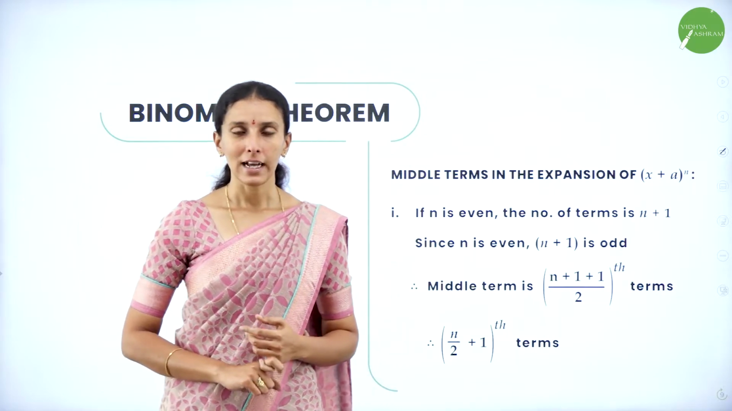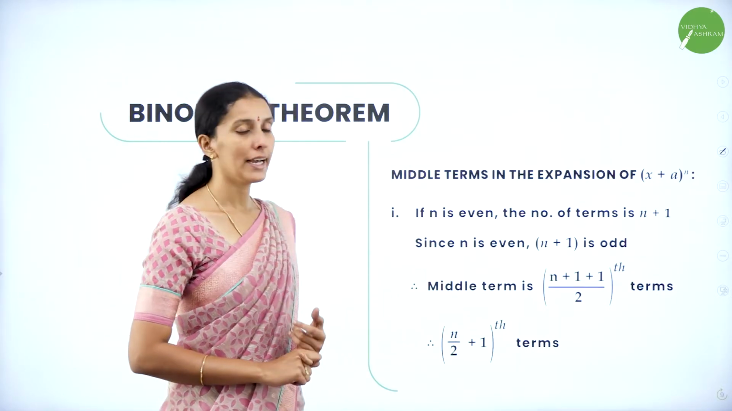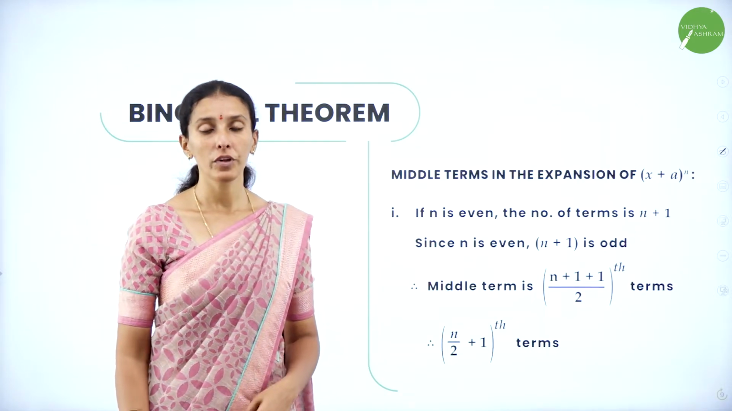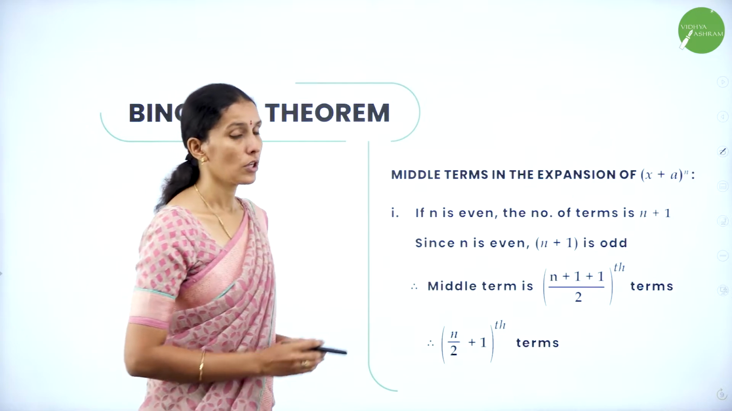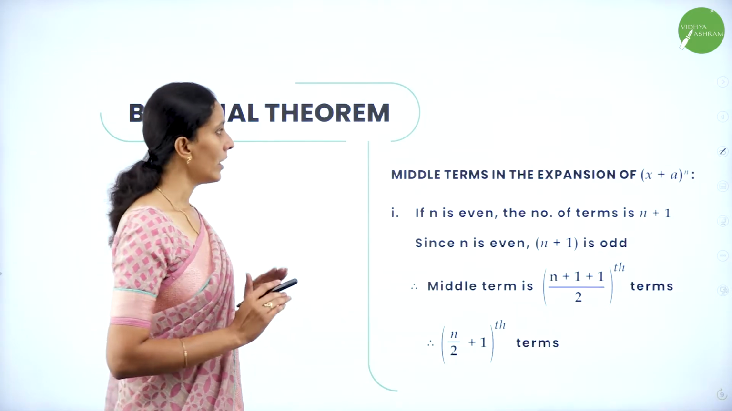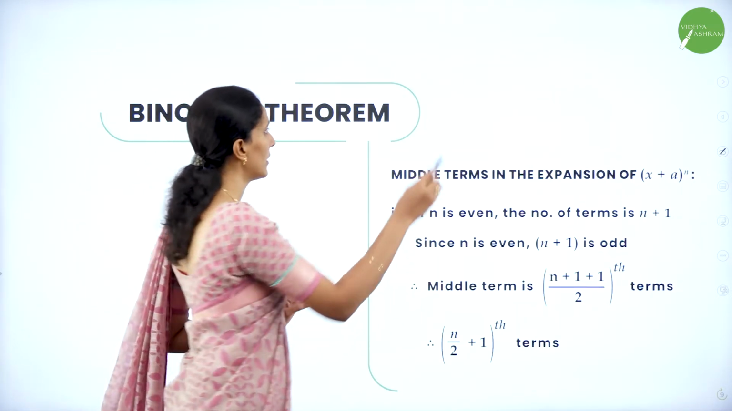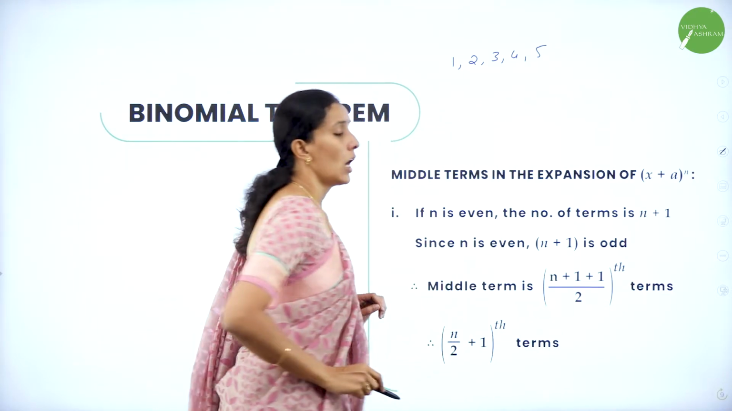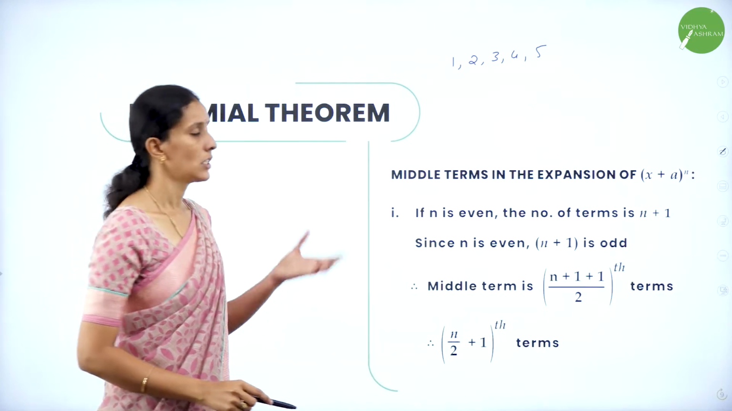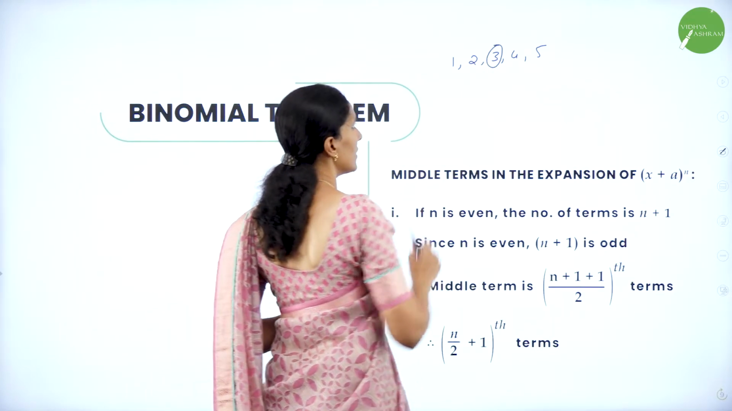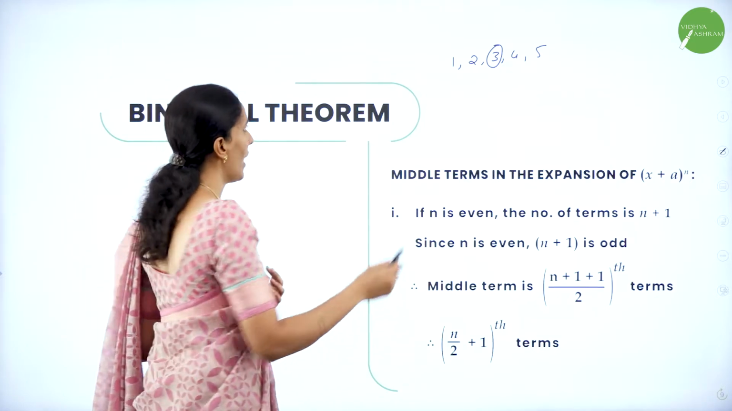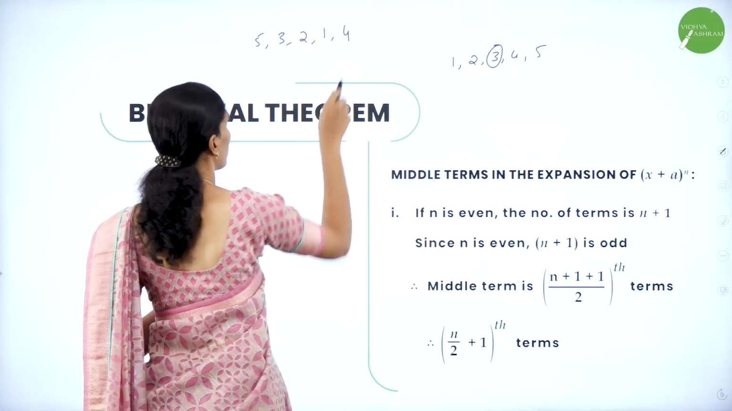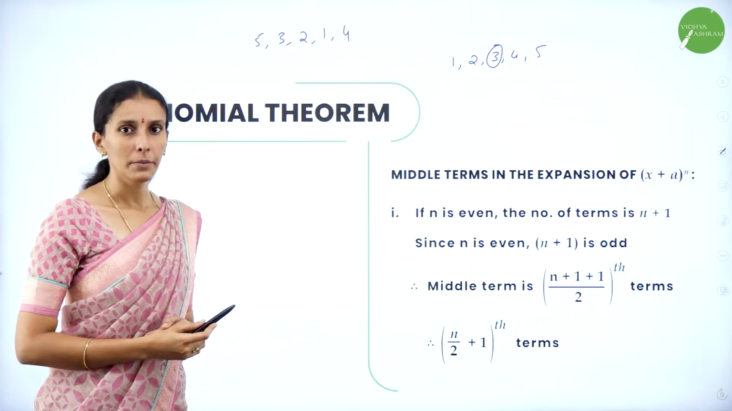Next, we come across a concept called the middle term in the expansion. What is the middle term in the expansion? How will we find the middle term in the expansion? Suppose we have 5 numbers, that is 1, 2, 3, 4, 5. How will we find the middle number? Easily, it is 3. Suppose you have 5, 3, 2, 1, 4. So how can you find the middle term?